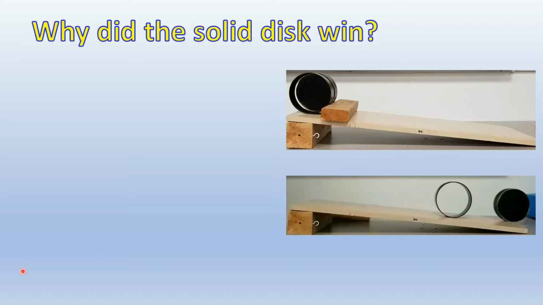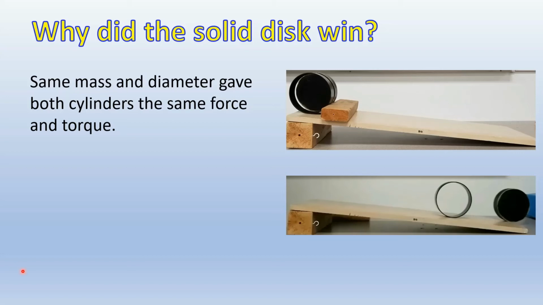Here's where physics comes in. Why did the solid disk actually win? The fact that they had the same mass and the same diameter made it so both cylinders experience the same force and torque. If you don't know much about force and torque, don't worry, we're going to talk a lot about those this semester, so you'll be familiar with those by the end. When I look at this observation, it actually makes me think that there should have been a tie. If they had the same force and the same torque, wouldn't they roll down in the same way, and so they would tie at the bottom?